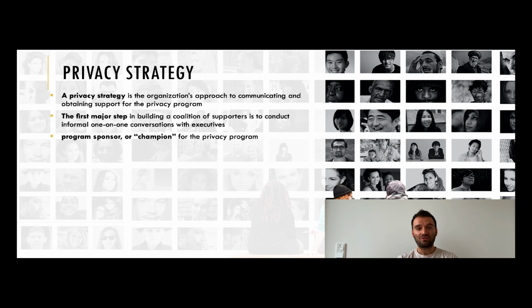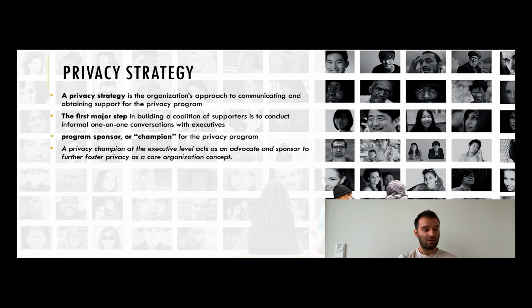Final budgetary decision makers are the preferred program sponsors, but if they are unavailable, it is best to obtain approval from executive management closest to the organization's top executive. Frequently, sponsors function as risk or compliance executives within the organization. Sometimes it may be chief operating officers or chief information officers that serve as program sponsors. A privacy champion at the executive level acts as an advocate and sponsor to further foster privacy as a core organization concept.